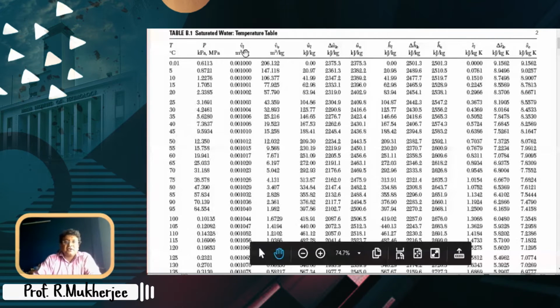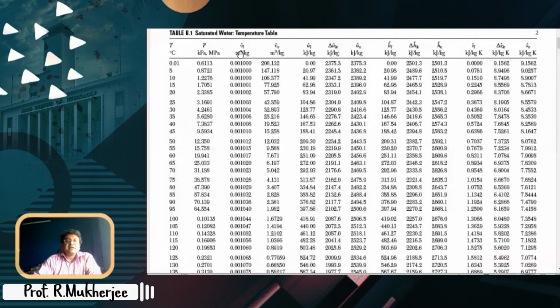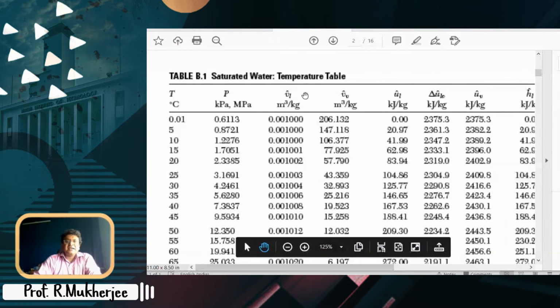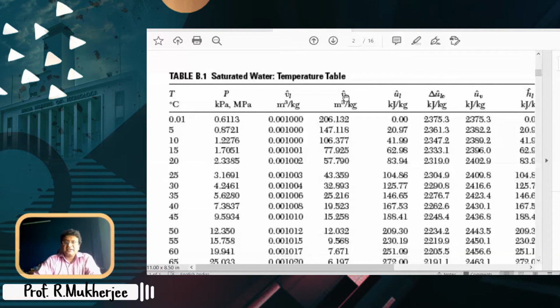So the next two data are also quite important. In fact, these two data are your VL and VV. These are essentially the specific volumes, which is the opposite of density. And it is self-explanatory. What are VL and VV? VL is the specific volume of the liquid phase. VV is the specific volume in the vapor phase. So very simply speaking, if you just take 1 by this, you will get the density of the liquid phase and the density of the vapor phase.